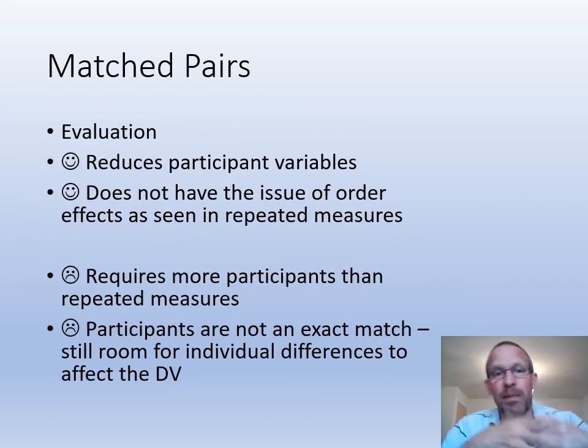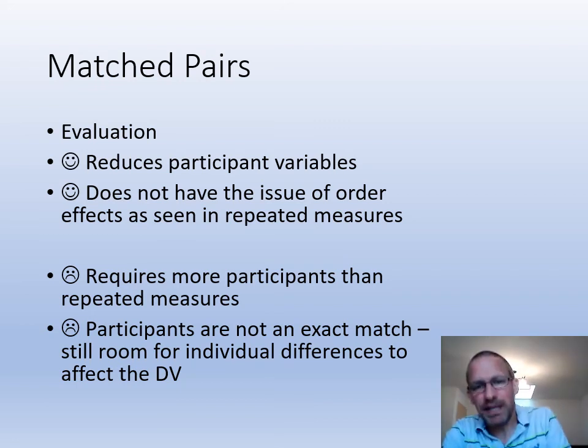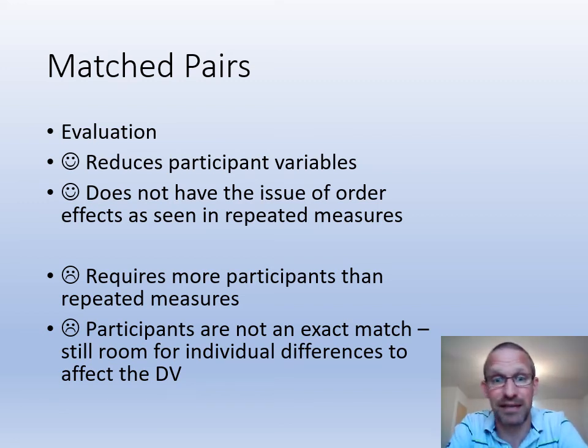So why might we think about matched pairs? Well, if we still want independent measures, because it gets rid of the order effect still, but we're worried about these participant variables, then this helps to overcome that. So that's the main reason why you do it. You don't want to do repeated measures, but you also want to reduce the risk of individual characteristics affecting the outcome. So this helps with that.